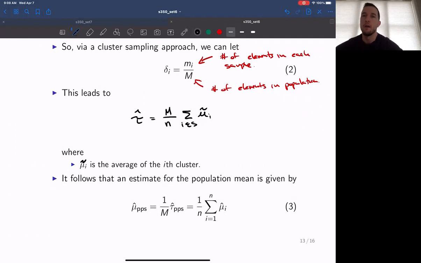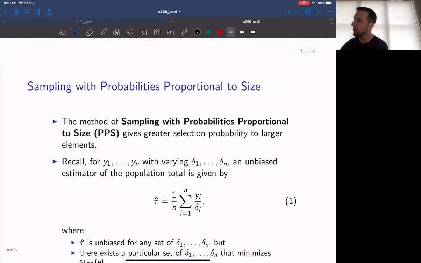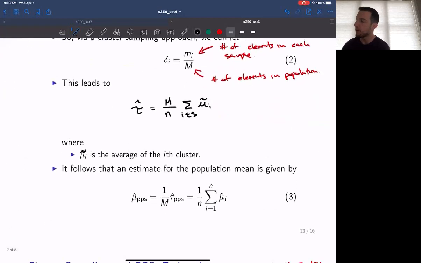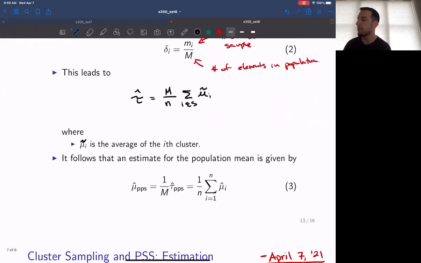When we use this selection probability and we include it in the estimator for the total that we derived when studying sampling without replacement, you can see that our estimator becomes tau hat is equal to capital M over little n multiplied by the sum of the estimated means from each cluster. So this looks pretty similar to the general estimator that we would expect to see across any of our sampling schemes. This is basically just a weighted average multiplied by the number of elements within the population.